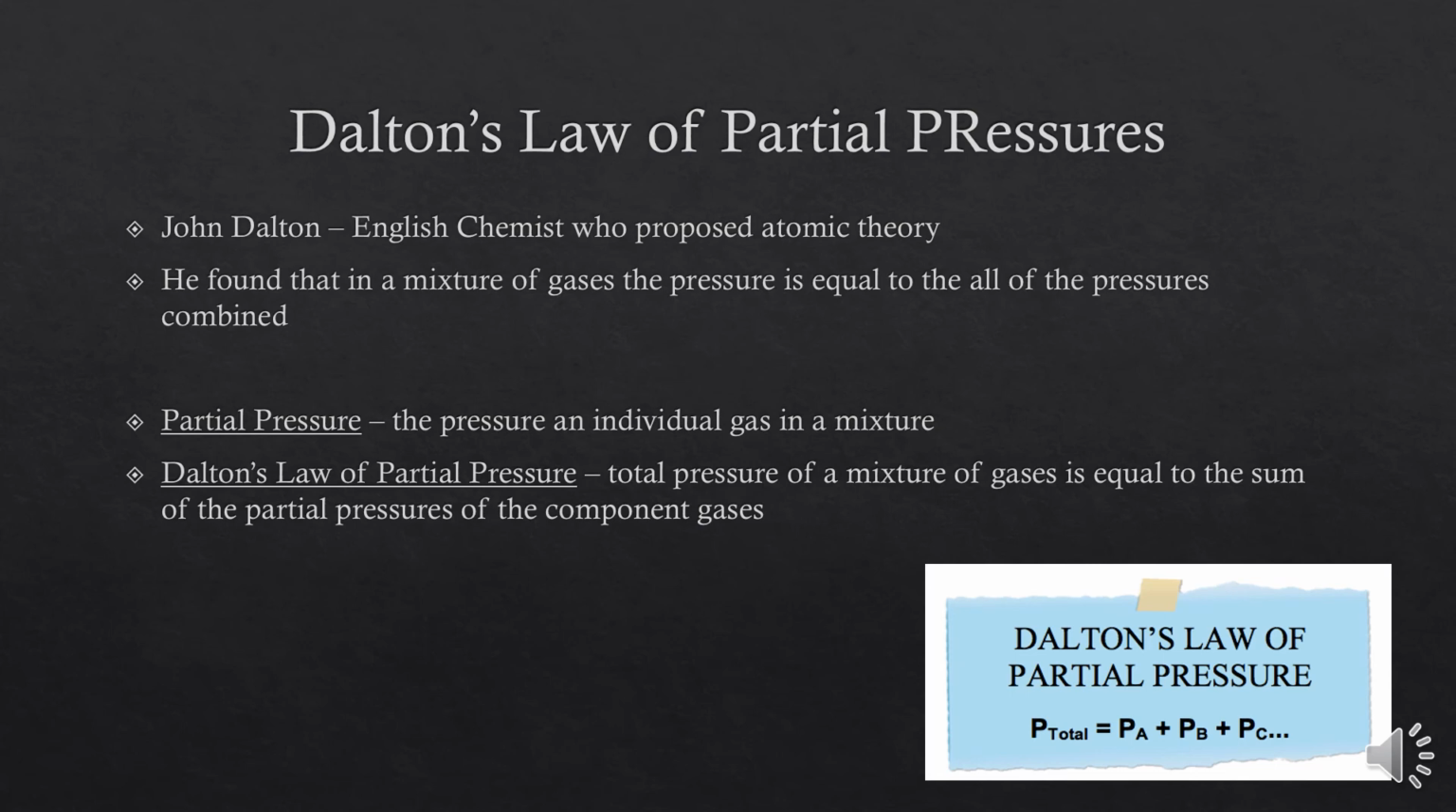So down on the right there you can see the total pressure is equal to the pressure of gas A plus the pressure of gas B plus the pressure of gas C, and so on and so forth. If you had 6 gases, you'd have pressures D, E, and F. If you had 2, you'd have pressures A and B.